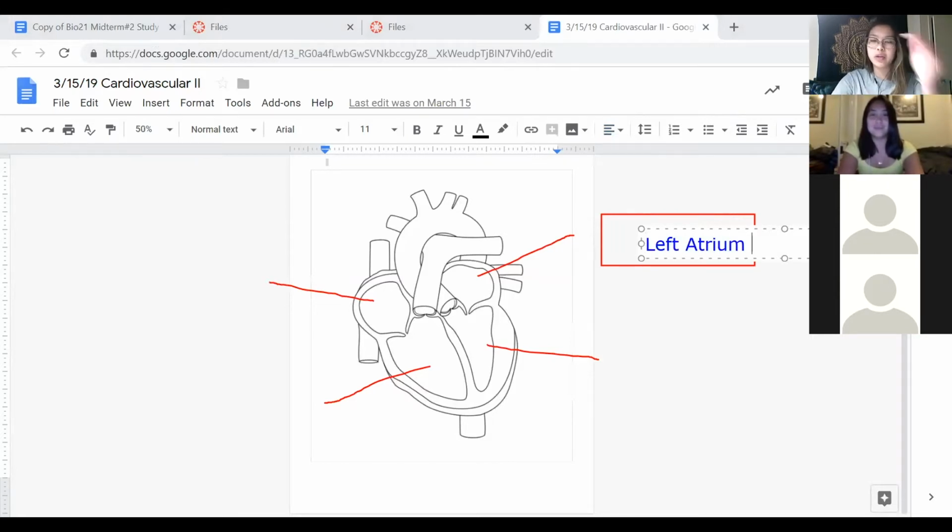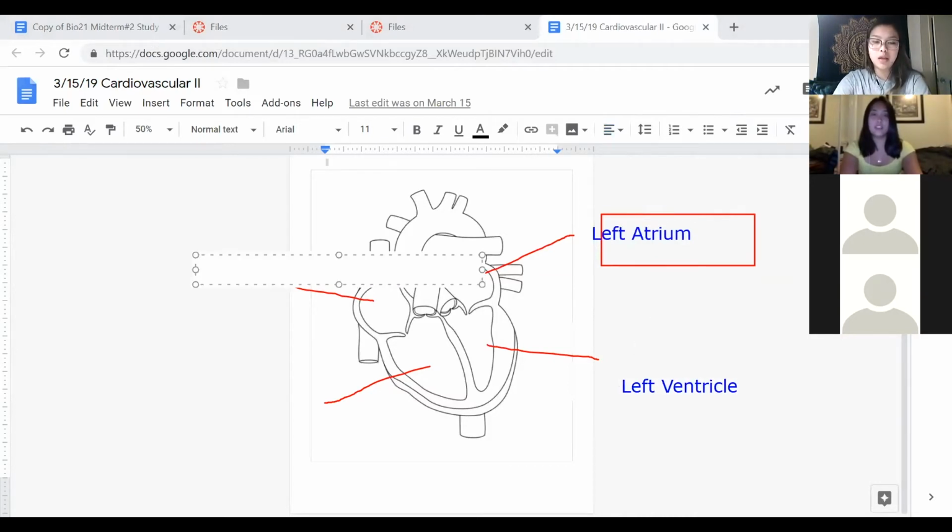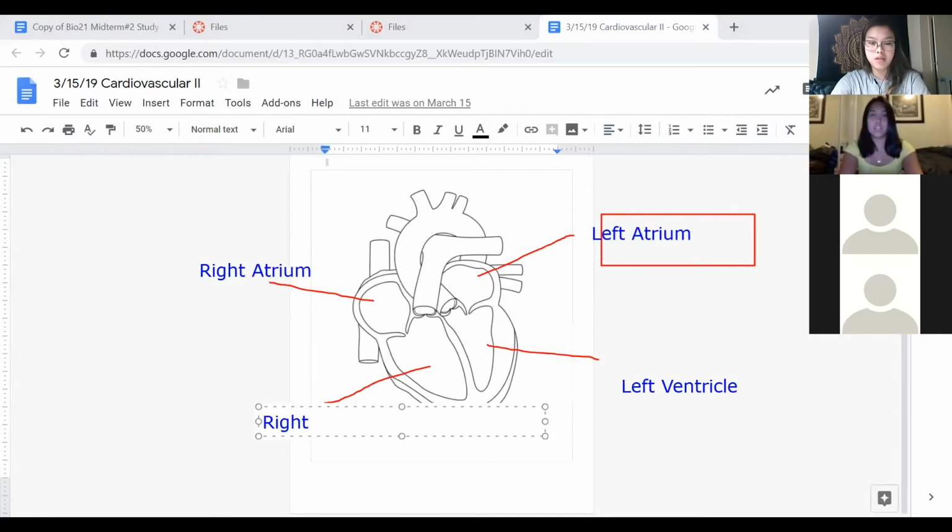Always remember when you're looking at the heart, you're looking at it from the viewpoint of someone looking at you. So instead of the right side being the typical right side for your own side, it's the opposite. So this would be the left atrium, the left ventricle, and this one over here would be the right ventricle, and then the right atrium.